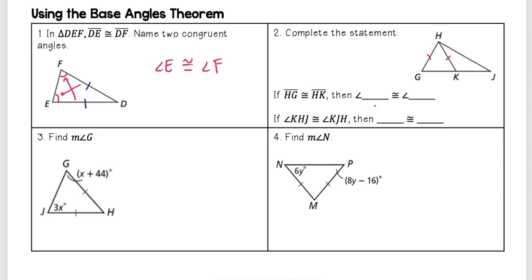And so again, I know by my base angles theorem that the angles opposite of it are also going to be congruent. So I know that this angle is going to be congruent to this angle. This angle, I can go ahead and just call it angle G, that's fine, or I can do HGK. Let's go ahead and do that.